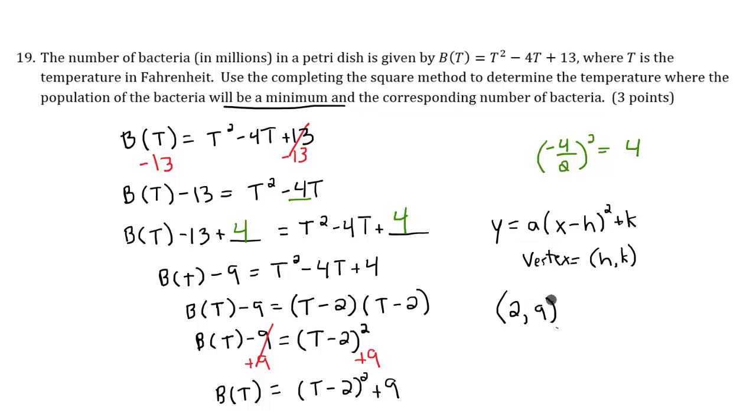Now the minimum is our y value. So our y value is 9 here. So what does 9 represent? Well, remember that our y is always my function too. So b of t will represent the number of bacteria in millions. So 9 will actually mean 9 million bacteria.